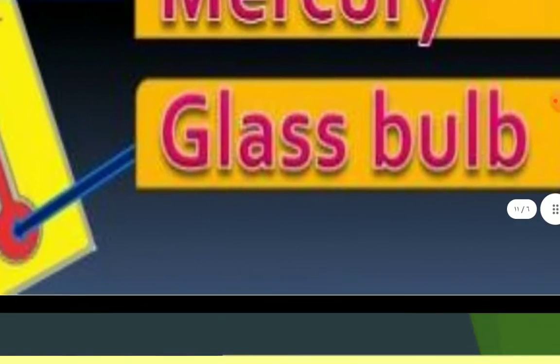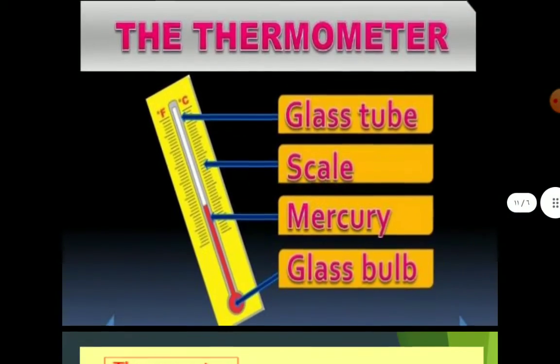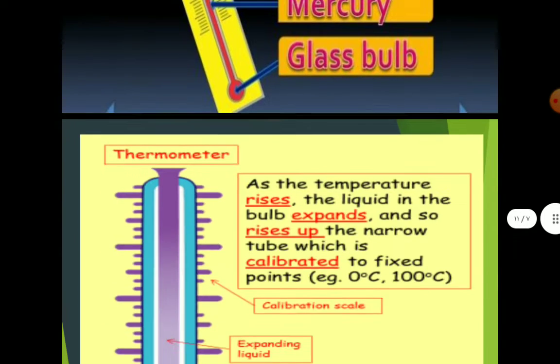And what is the glass bulb? This is the glass bulb. This circle, it holds the mercury. If the temperature is hot, the mercury will go up. Okay. Here we are. This is the thermometer. It's very good to know it.